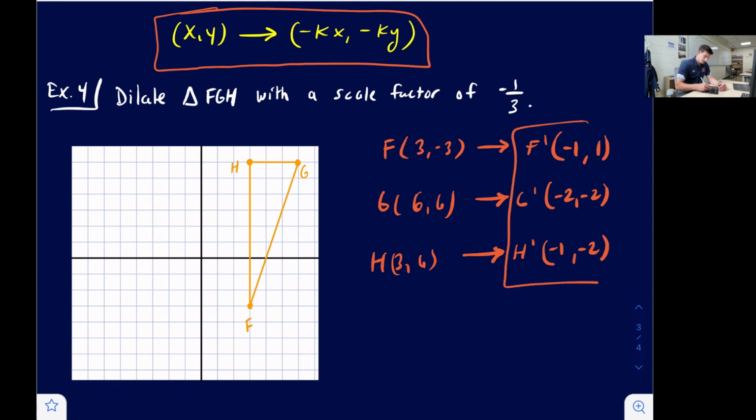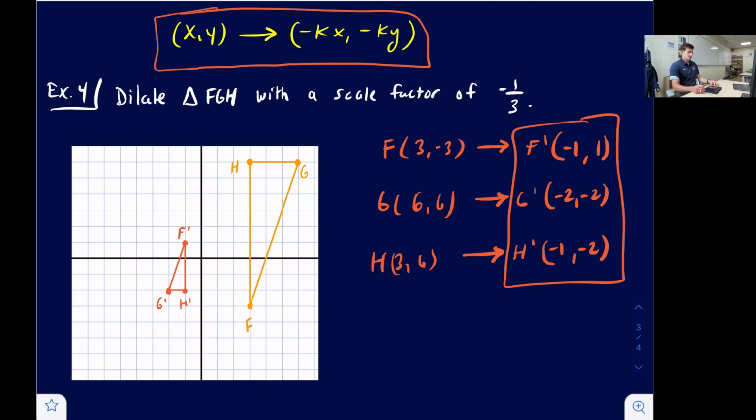So now we can plot these points. And when we plot these points, it's going to be a dilation with a scale factor of 1/3 with a 180 rotation. Okay, so let's plot them and see what it looks like. So negative 1, 1 will be F prime. Negative 2 will be G prime. And negative 1, negative 2 will be H prime. Okay, so let's connect our points.